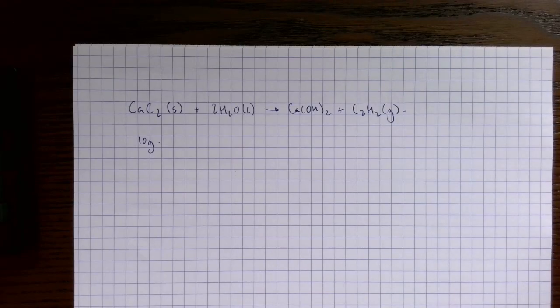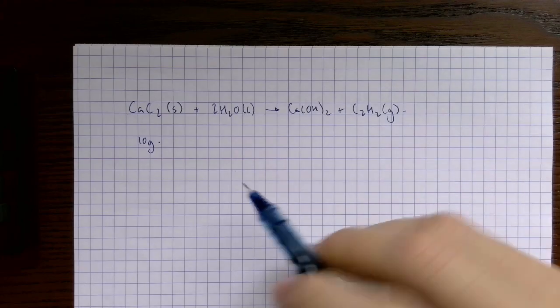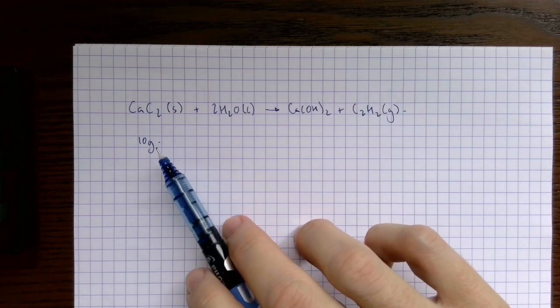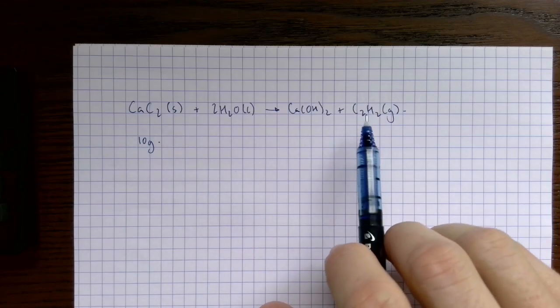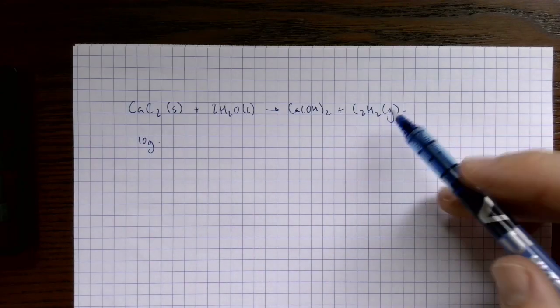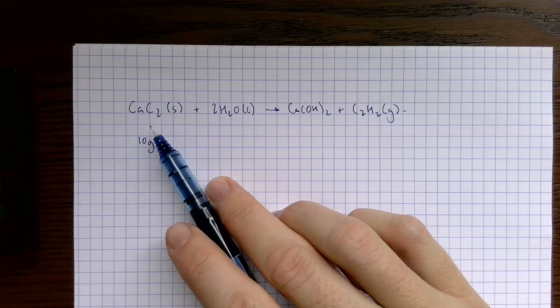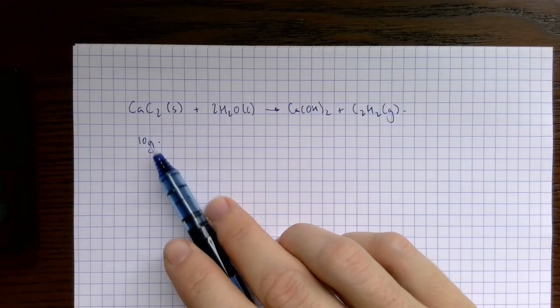Good morning. I will quickly run through two types of examples that should help you do all the work for today. So for this one, if I have 10 grams of calcium carbide, I want to know how much of this ethyne gas I produce. So it's just a simple mole calculation.